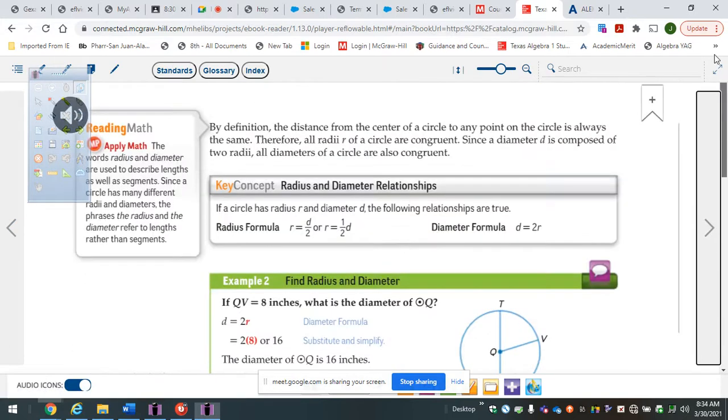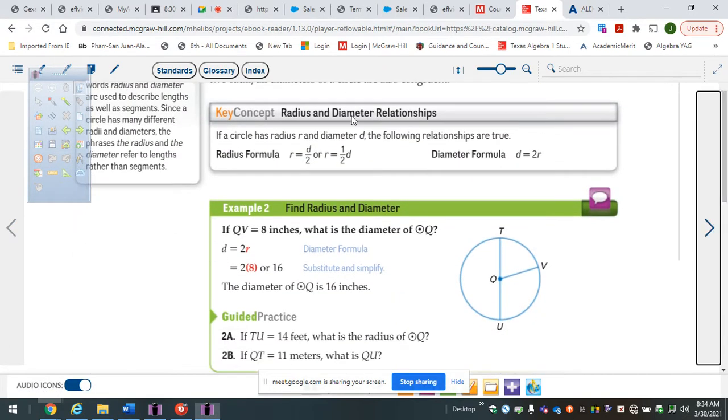Then we talked quickly about the radius and the diameter. All radii are the same if they're from the same circle. All diameters are the same if they're from the same circle. The diameter is 2 radii, and 2 radii make a diameter. Or you can say half the diameter is 1 radius. Cool?